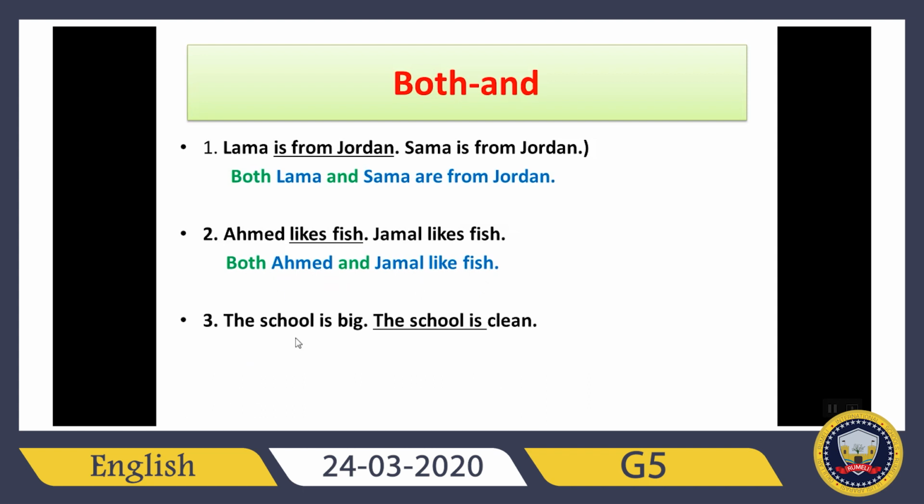Now here: the school is big, the school is clean. The subject is the same here, the school. So the object here is different from here. So we must omit all the words between the two objects, then put both here before the first object and put and before the second object. So it will be like this: The school is both big and clean.